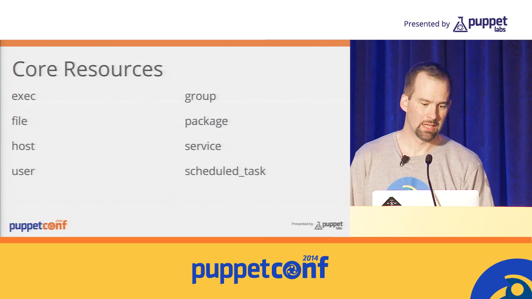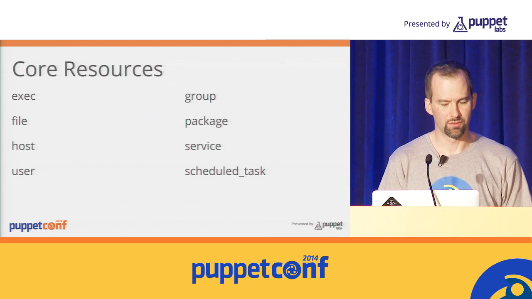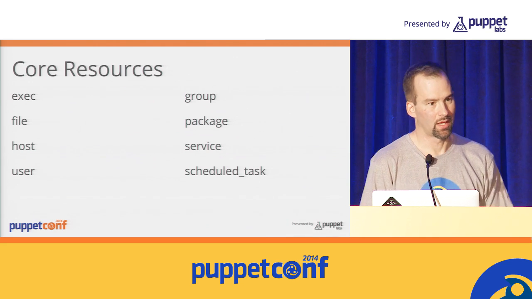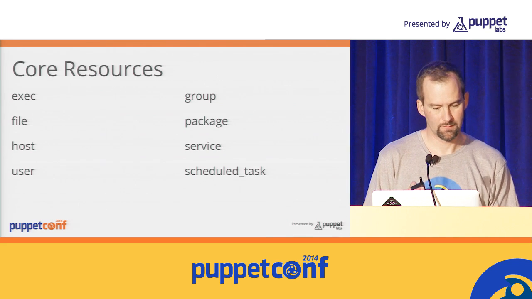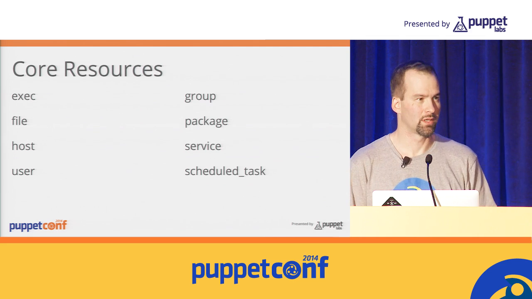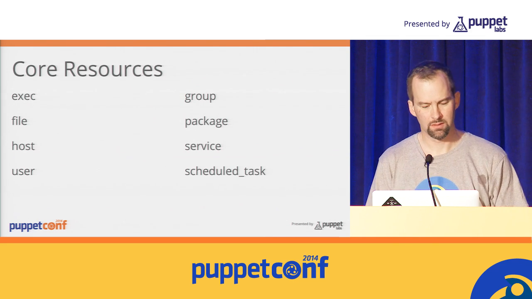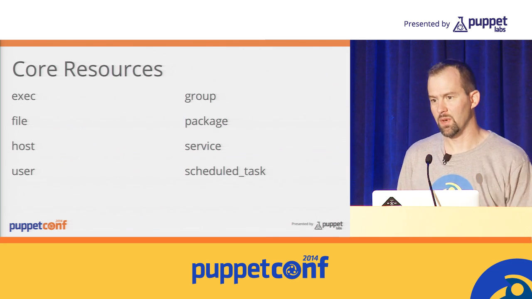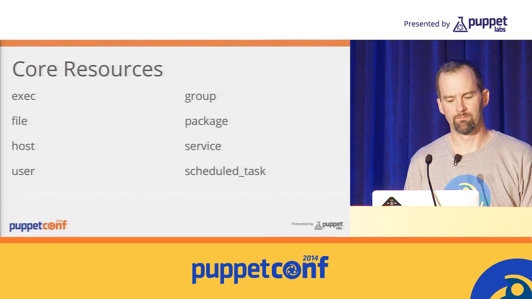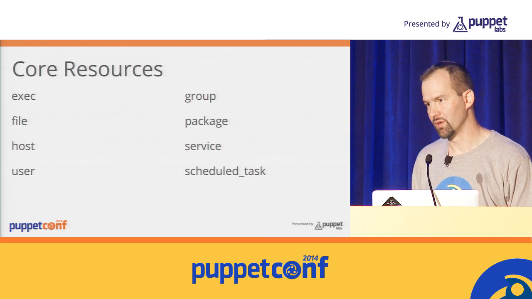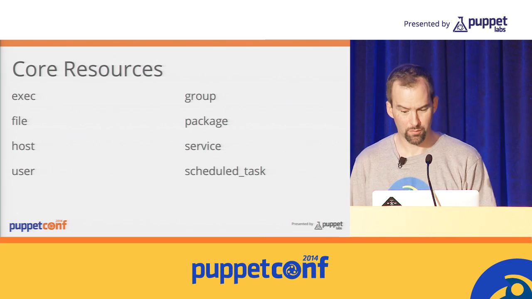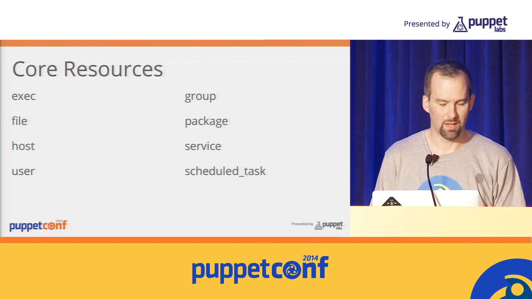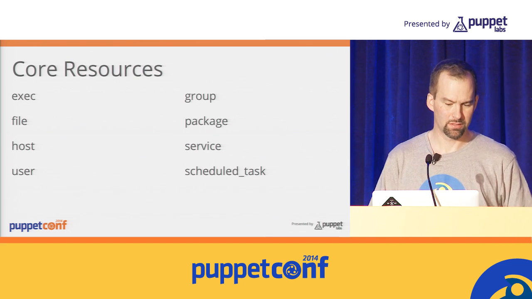Okay, core resources. These are things you can manage with Puppet as soon as you install it. Exec is for things like batch files and executables. File is for managing files, directories, and symlinks where available. User and group are basically for managing local accounts, so you can add domain accounts as members of a local administrators group, for example. The package resource type is for managing MSIs and executable-based installers.